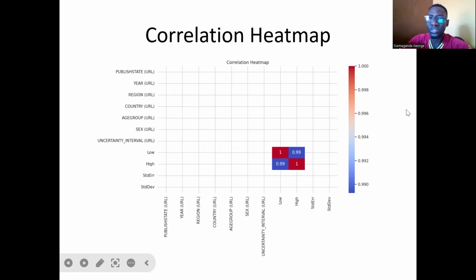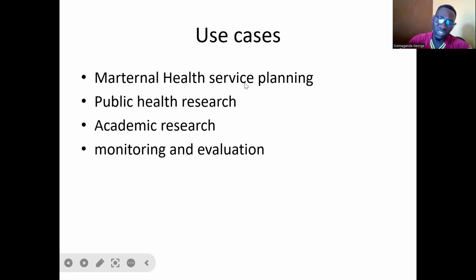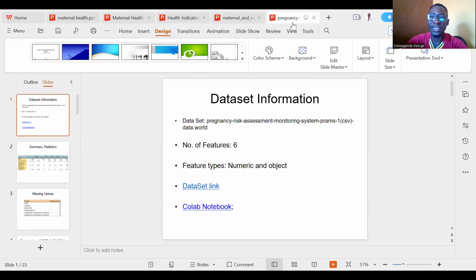And so I went ahead and looked at some of the use cases we could use. Remember, we are establishing general statistics for a given region, about a given community, about a given target population for a given age bracket from a given location. So basically, if you look at maternal health service planning, in public health research, academic research, monitoring and evaluation. So I'll dive straight into the next data set.